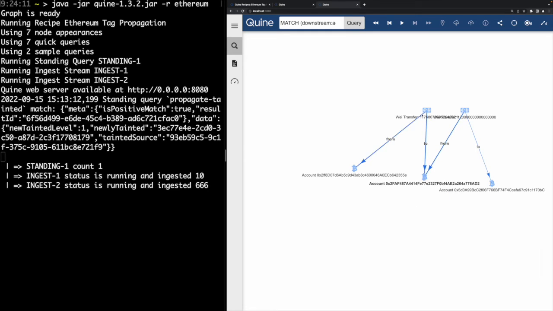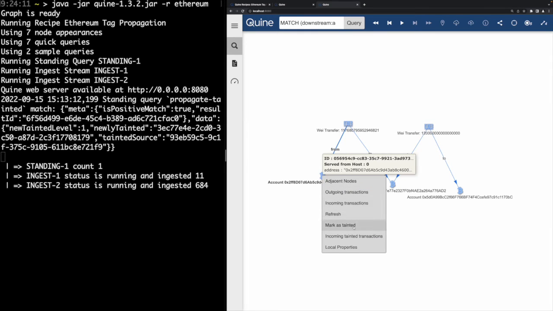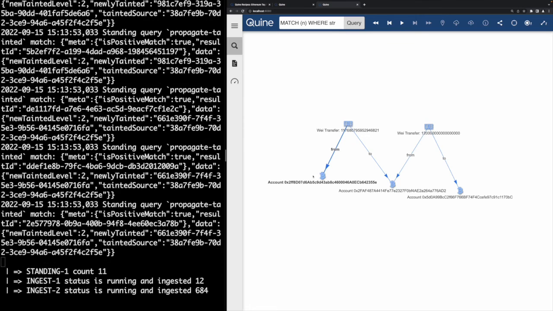If we look at a more complex example, here's a transaction that went from one account into another, and then out of that account into another account. This is where it starts to get interesting and complex. High volume streams of data come in and build the graph, but we can monitor that graph for arbitrarily complex patterns, just as simple as mark this as tainted.